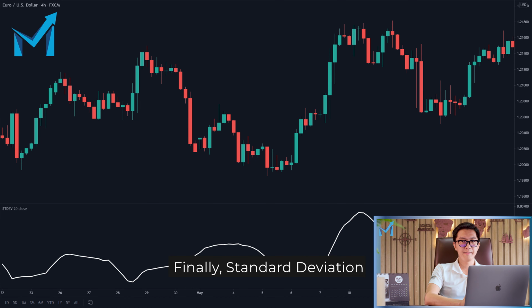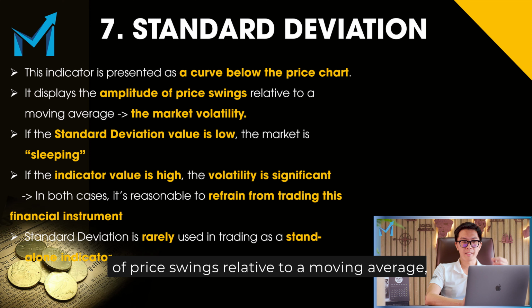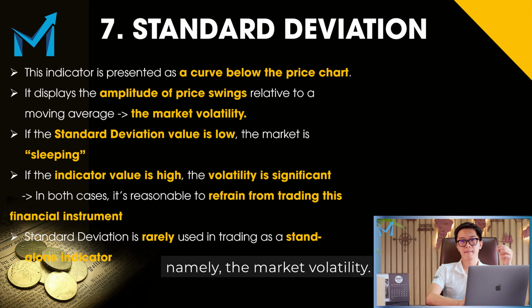Finally, the standard deviation is presented as a curve below the price chart. It displays the amplitude of the price swing relative to a moving average, namely the market volatility. If the standard deviation value is low, the market is calm. If the indicator's value is high, the market volatility is significant.